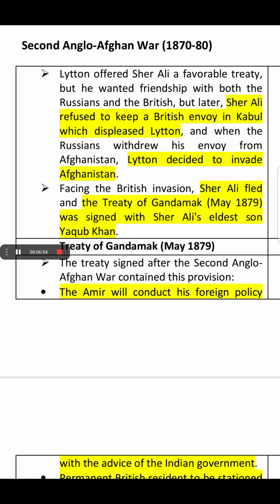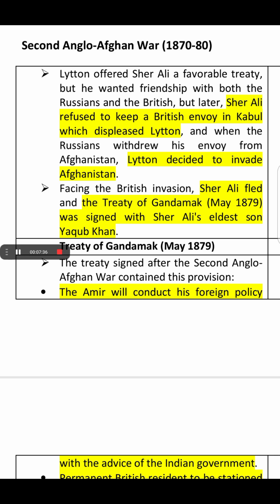So let's see what is written over here. Lytton offered Sher Ali a favorable treaty, but wanted friendship with both the Russians and the British. But later, Sher Ali refused to keep the British envoy in Kabul, which displeased Lytton. And when Russia withdrew its envoy from Afghanistan, Lytton decided to invade Afghanistan. Facing the British invasion, Sher Ali fled, and the Treaty of Gandamak in May 1879 was signed with Sher Ali's eldest son Yaqub Khan. So this is all about the Second Anglo-Afghan War.